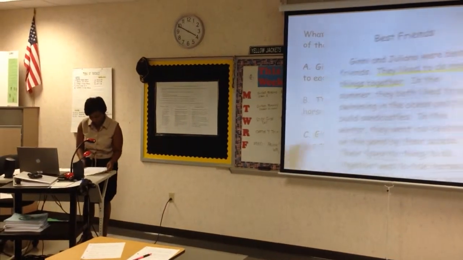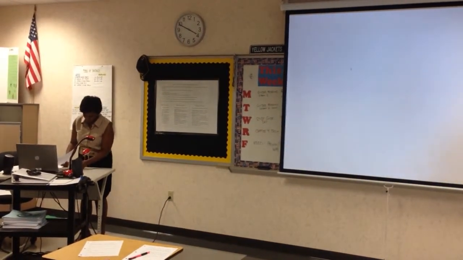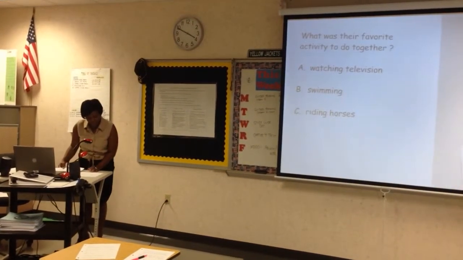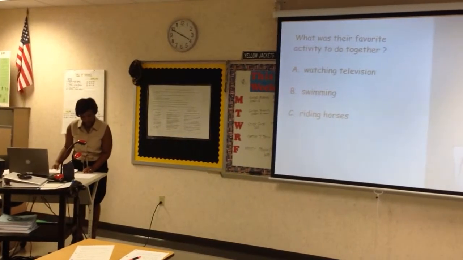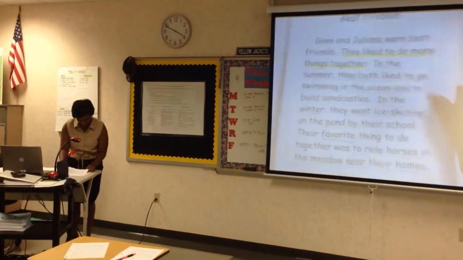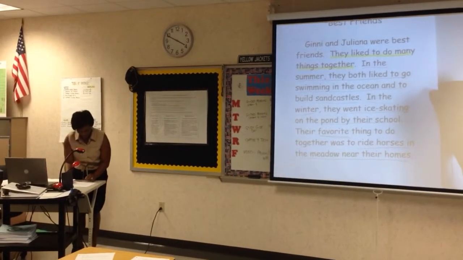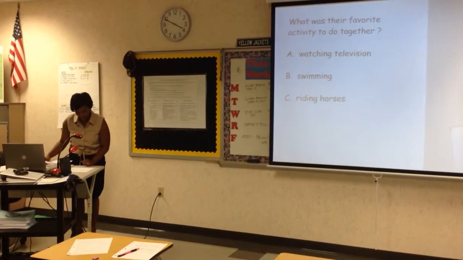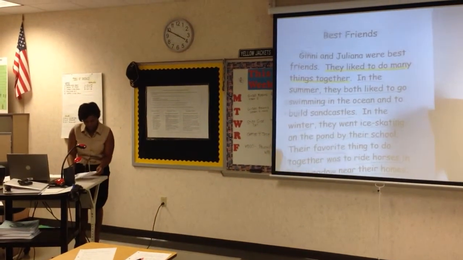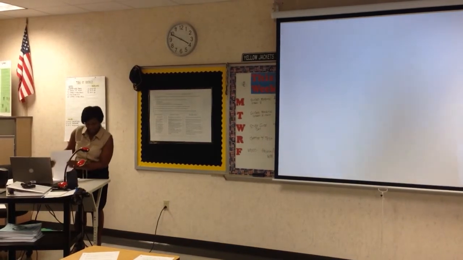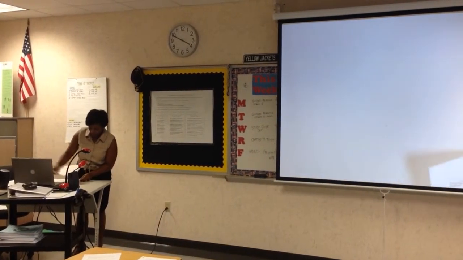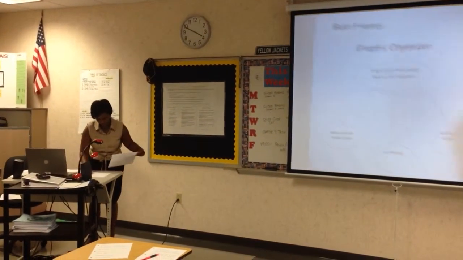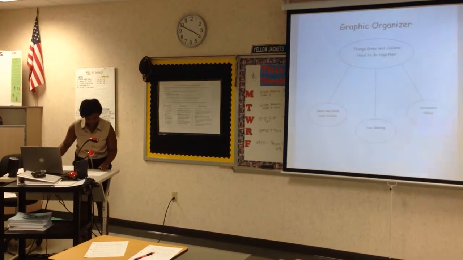Now, here's another question. What was their favorite activity to do together? Well, it's very good. One of the supporting things we underlined, or I underlined here, was their favorite thing was ride horses, and that is option C. So we use text coding to pull out important features, and now we can transfer the text coding to our other reading strategy, which is the graphic organizer.